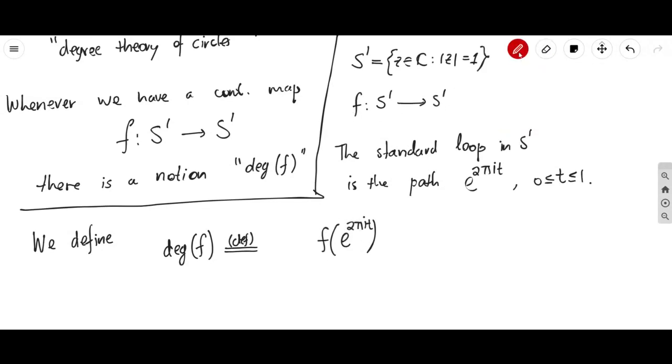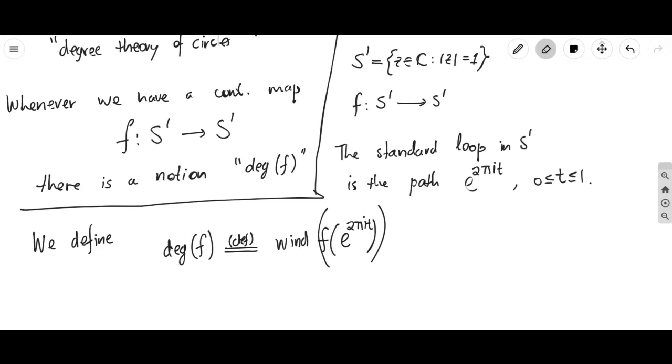So this is a closed loop, and you're just going to calculate the winding number of that closed loop. It will wind around the origin in the complex plane, and you will calculate its winding number. And whatever winding number that is, it's an integer. And so the degree of every continuous function is going to be an integer.